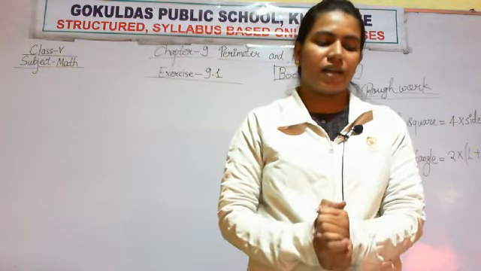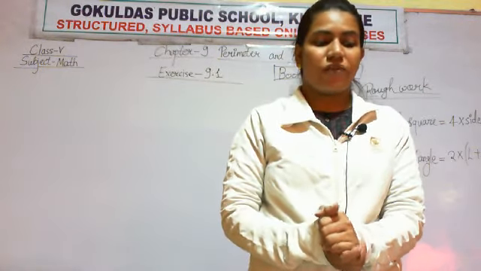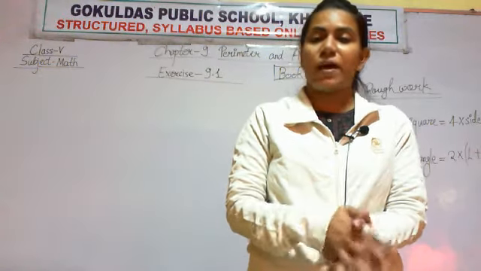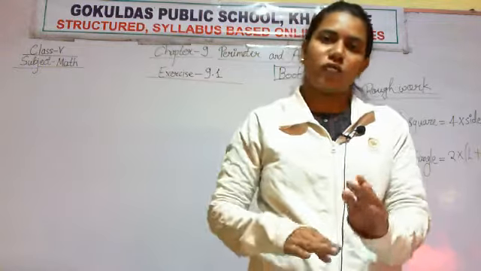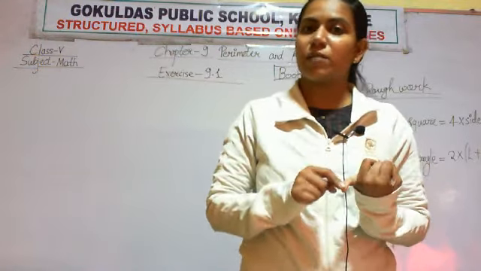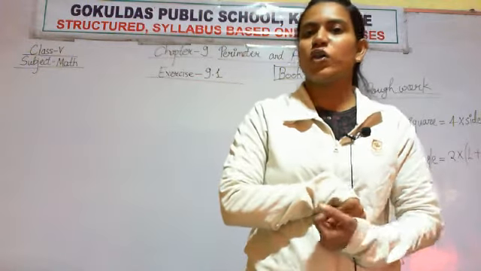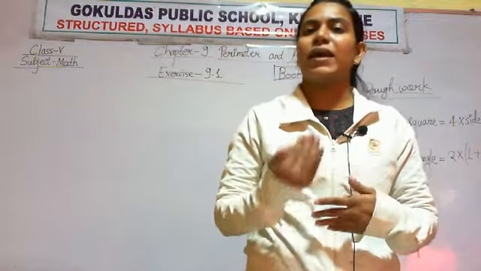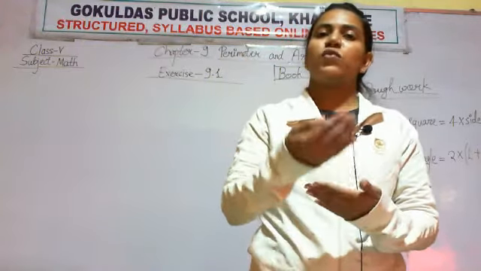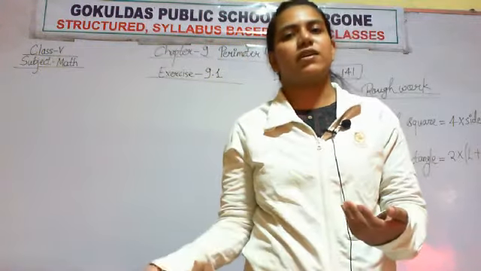Okay, now we will solve question number 3. What is question number 3 here? Question number 3 is: find the side of a square whose perimeter is given. Now the question is just the opposite. Now you need to find the side, but the perimeter is given. Till now what were you doing? You were finding the perimeters when sides were given. Here you will find the sides and the perimeter is given.